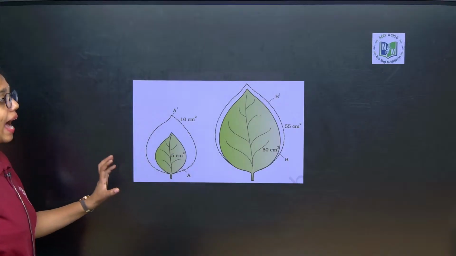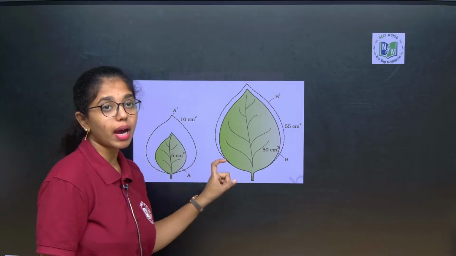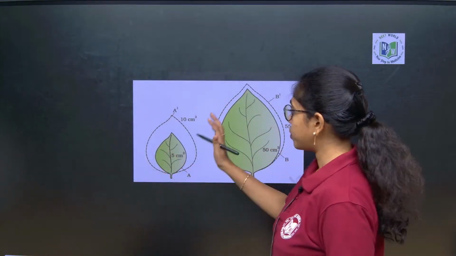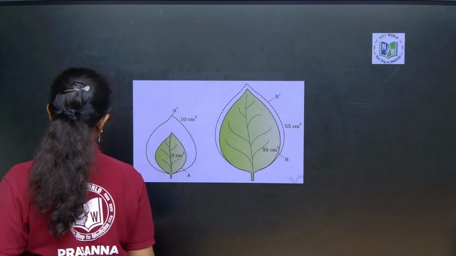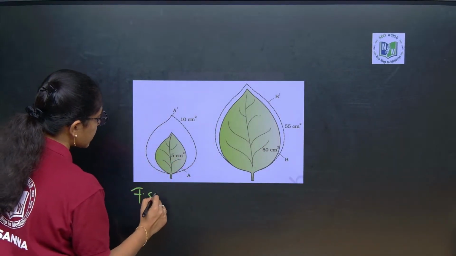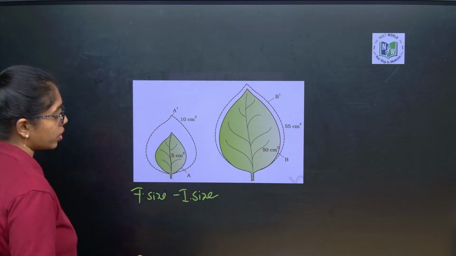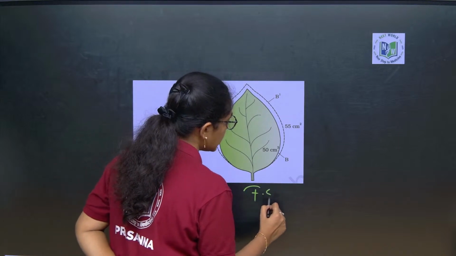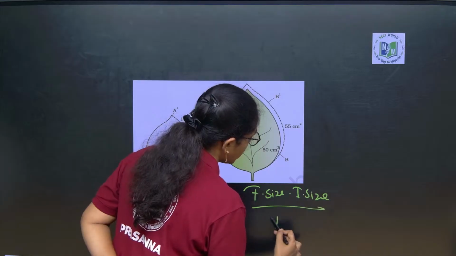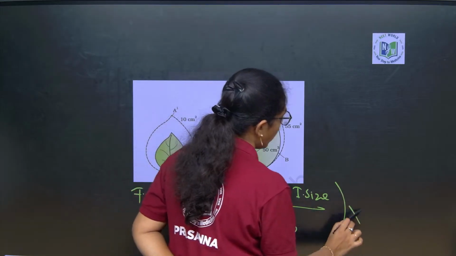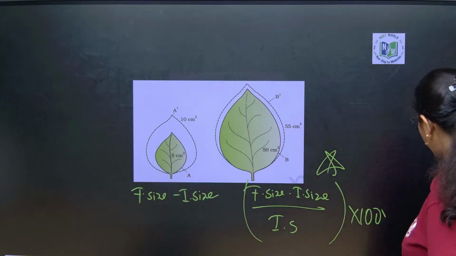Here you see absolute growth rate and relative growth rate, where you can make a quantitative comparison between them. The absolute growth rate formula is what, Nana? Final size minus initial size. The relative growth rate formula is final size minus initial size divided by initial size, into 100. Keep this formula in your mind, very much important.